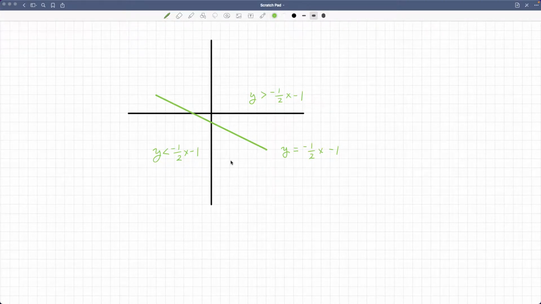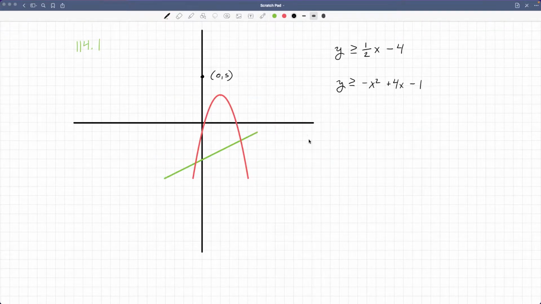So let's talk about combining that linear function with something like a parabola, and let's see what kind of areas we get there. So let me clear the page, and then I'm going to give you an example problem to do.